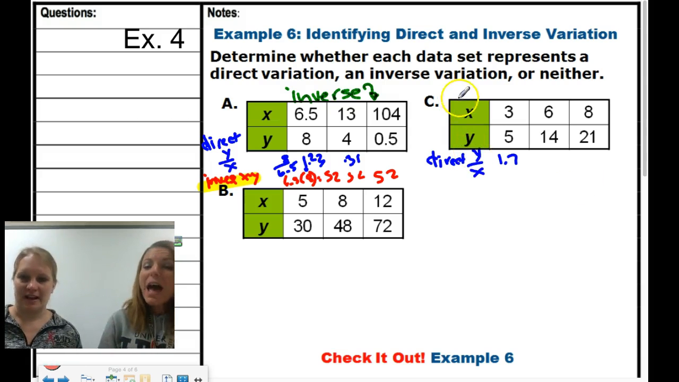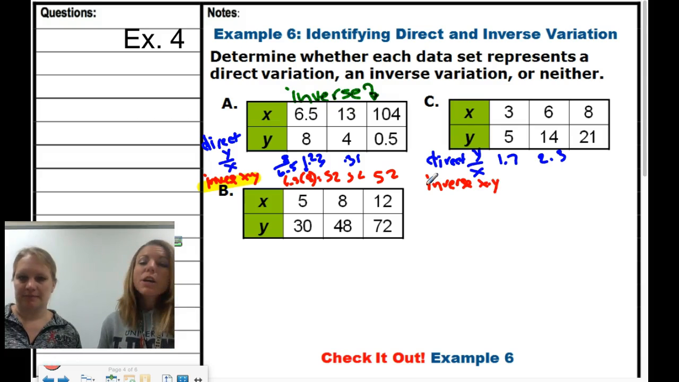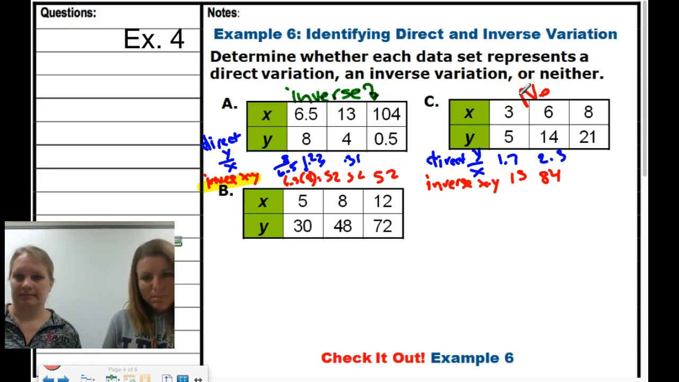So we're taking 5 divided by 3, which is 1.7. Okay. 14 divided by 6, which is 2.3. Oh, we can stop. They're not the same. Now let's do inverse, which is the product. Multiply them. So 3 times 5 is 15. 6 times 14 is 84. Stop. So neither. That's when you write neither, when it's neither direct nor an inverse.